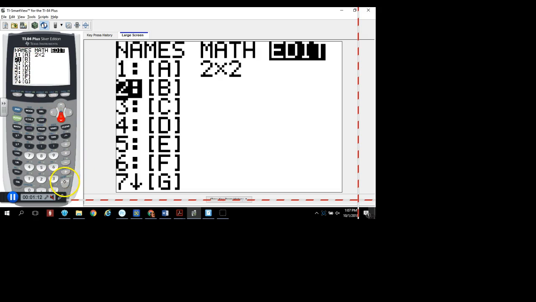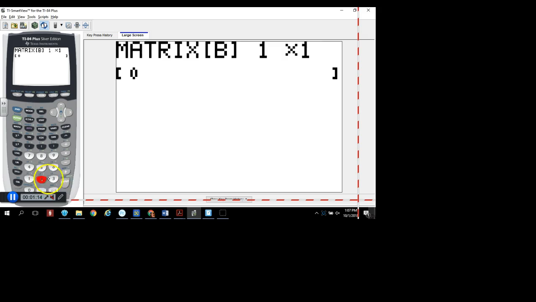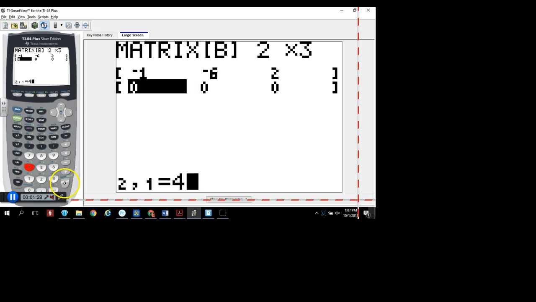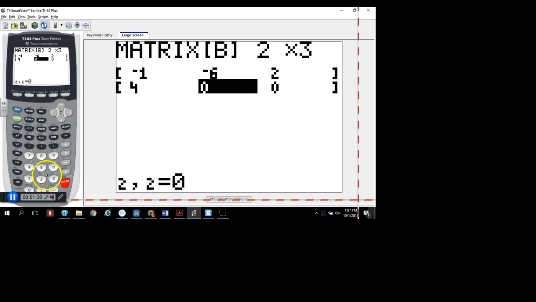So now I'm also going to go into edit again, and I'm going to go down to matrix B. And let's do a 2 by 3. So I'm going to do negative 1, negative 6, 2, 4, 0, and 3. Oops, sorry. 0, and yeah. See, this is why they get difficult. 3. Okay. So now I have all of them in here.